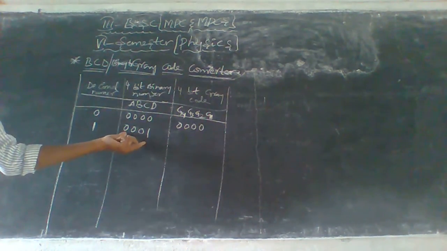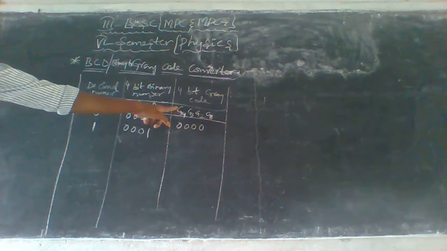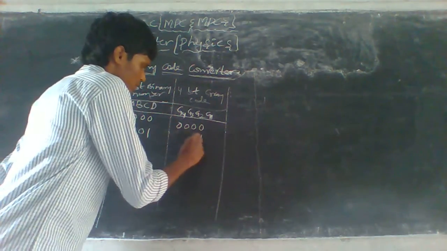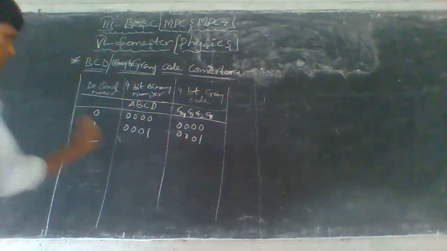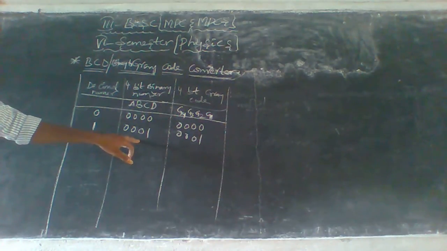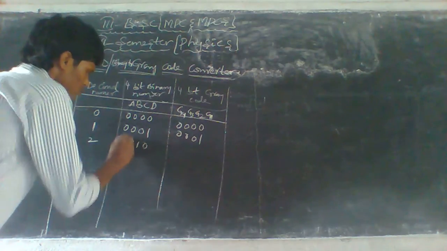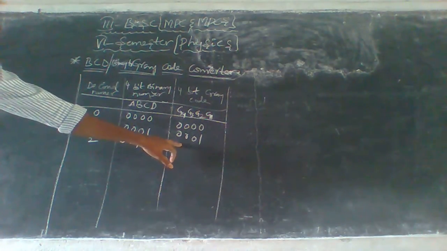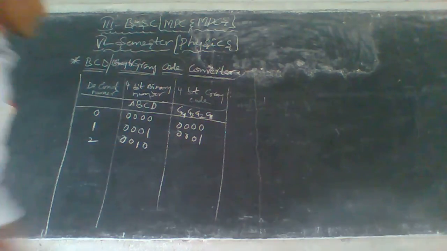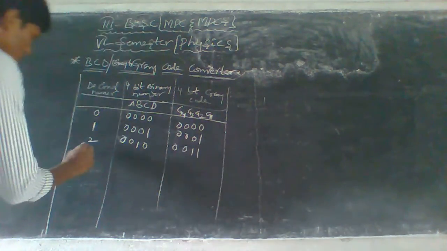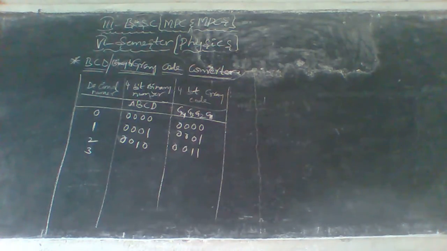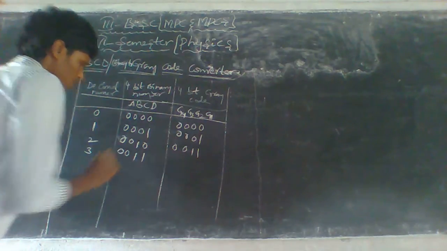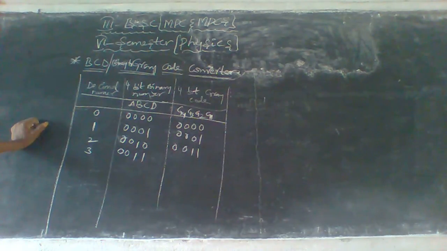So for decimal number 1, the 4-bit gray code is 1000. For 2, the 4-bit gray code is 0100. For 3, the 4-bit gray code is 1100, and the 4-bit gray code is 0100.